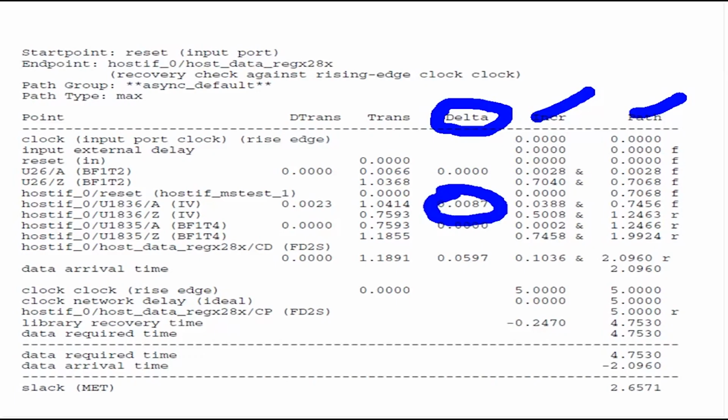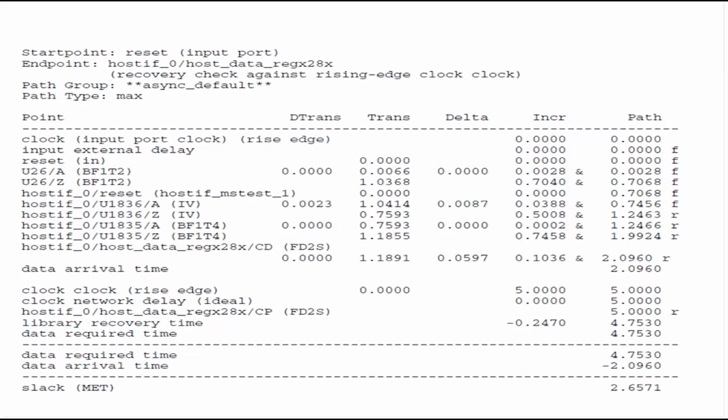So this is a setup report. Why? Because it's a max, it's an asynchronous default group, it's a reset path. So for setup in the data path, you will always see positive values, not negative values. Apart from delta delay, there is also delta transition, which means crosstalk affects both. It will delay the signal and it will also make the transition worse. So it tells what the delta transition is.